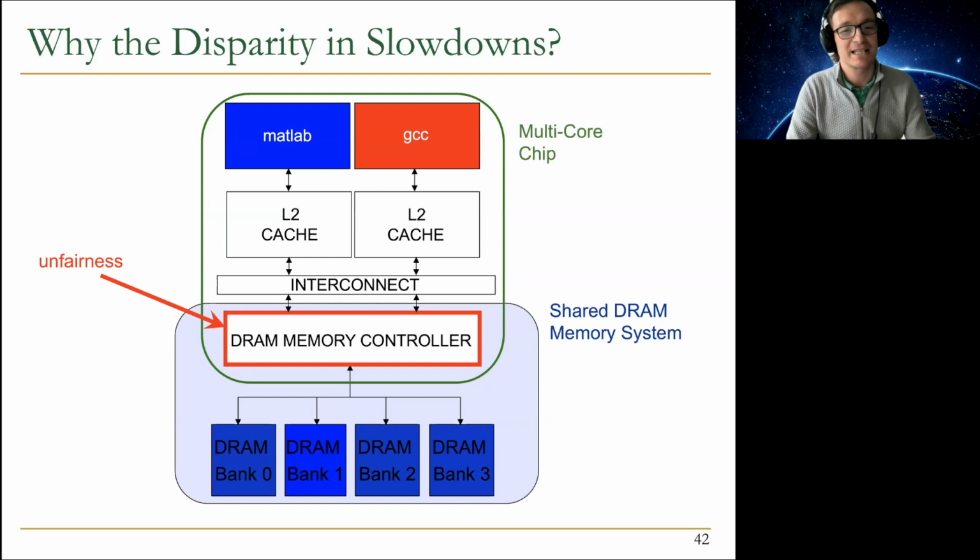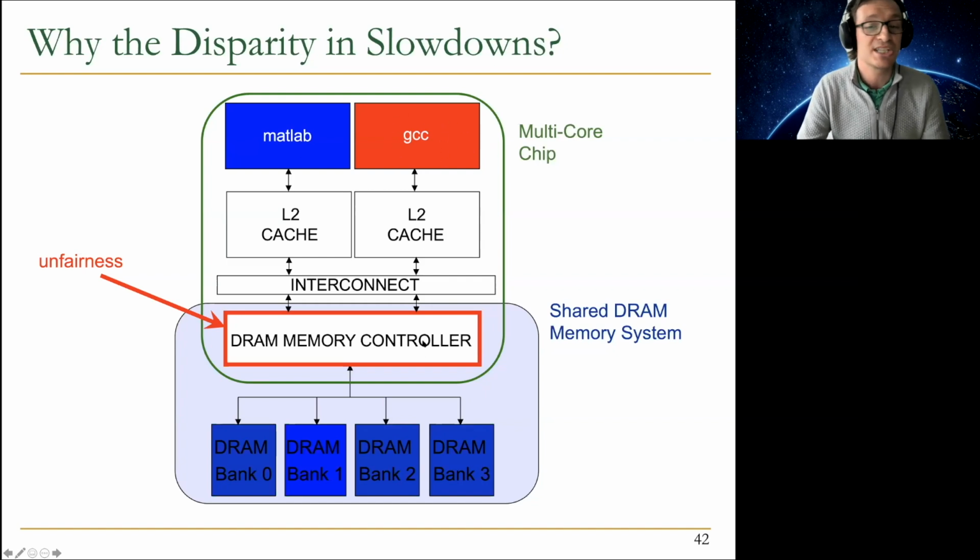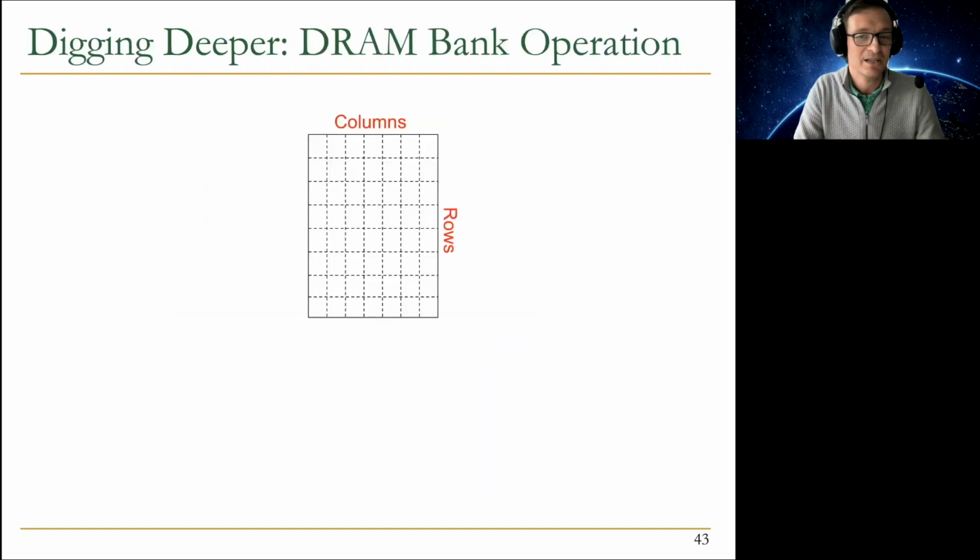And we basically pinpointed the problem to unfairness in the memory controller. The memory controller was somehow unfairly deprioritizing GCC. As a result, even though GCC was scheduled nicely by the operating system, it was using its caches, etc., its requests were not being serviced by the memory controller. As a result, it got delayed and delayed and delayed. And as a result, it got slowed down by 3x in that picture. So let's dig deeper now.